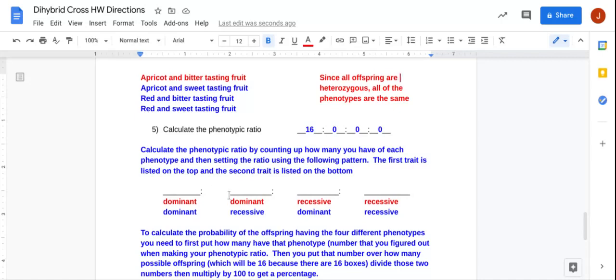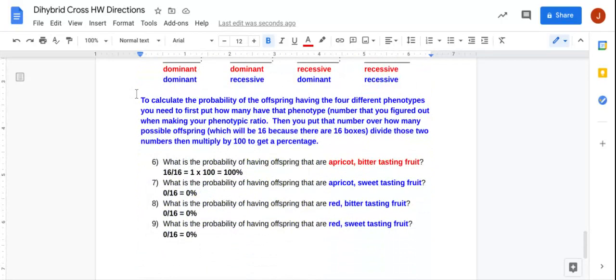Now, the very last thing, we have to calculate the probability of the offspring having the 4 different phenotypes. You need to put how many have each phenotype, which you calculate using your ratio, over how many total, which is going to be 16 because there's 16 boxes in our dihybrid cross. And then you're going to multiply it by 100 to get a percentage. So I went ahead and put all 4 possible phenotypes, and on your problems, this is already typed in for you. So you just have to do the math over here.